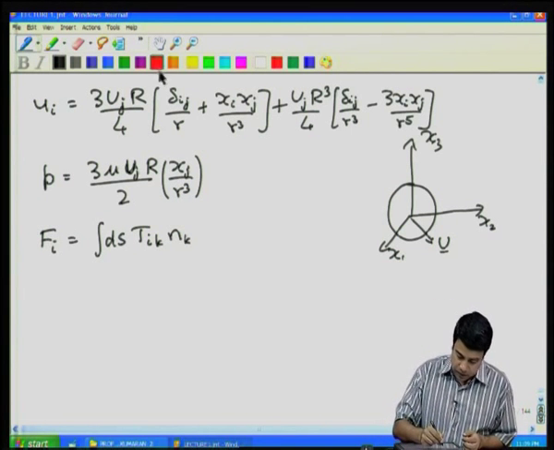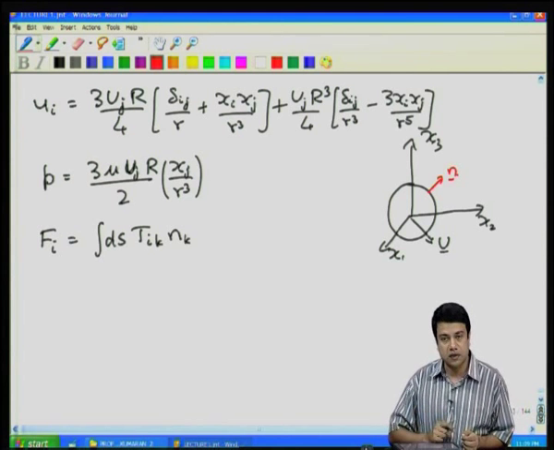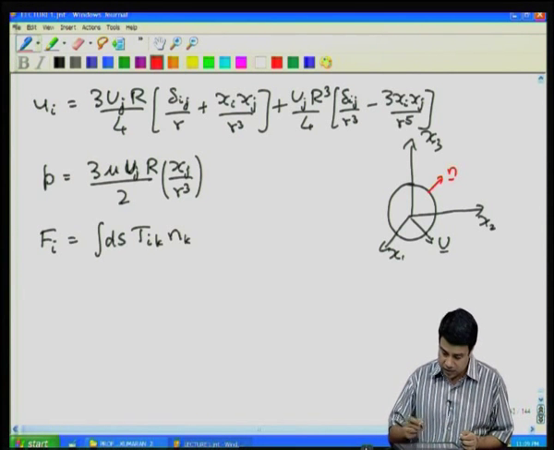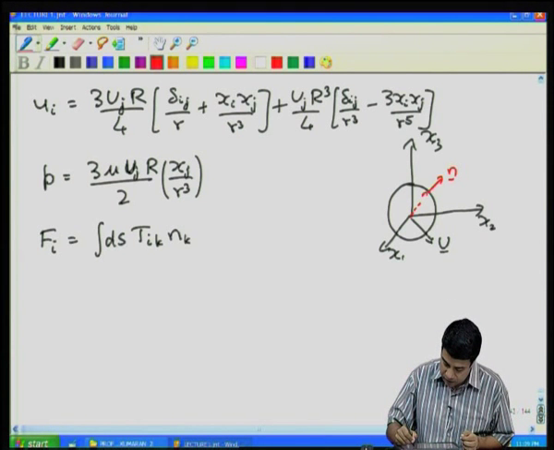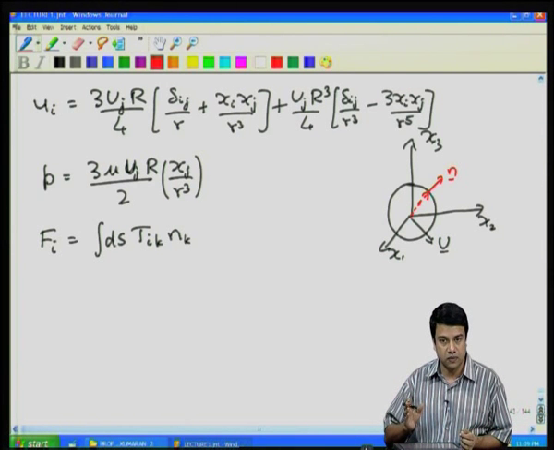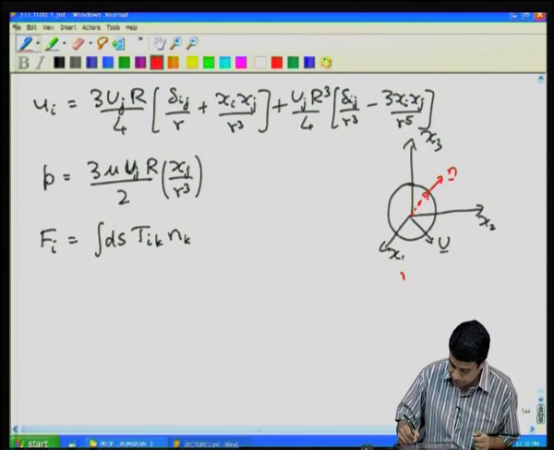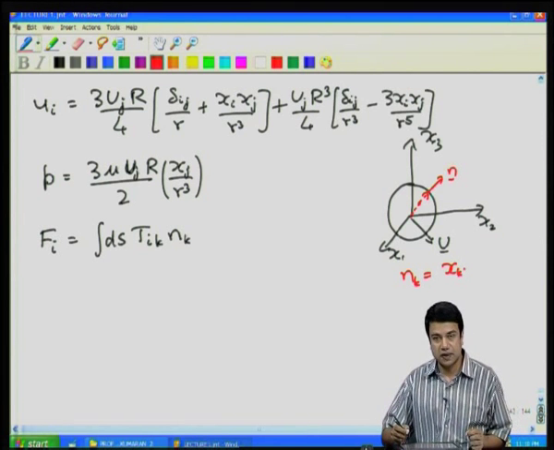Now, the outward unit normal at any position on the surface is exactly along the position vector to that position on the surface. The outward unit normal is exactly in the same direction as the position vector. So, it is parallel to the position vector and it has unit length. Therefore, this outward unit normal is just equal to the position vector x_k.